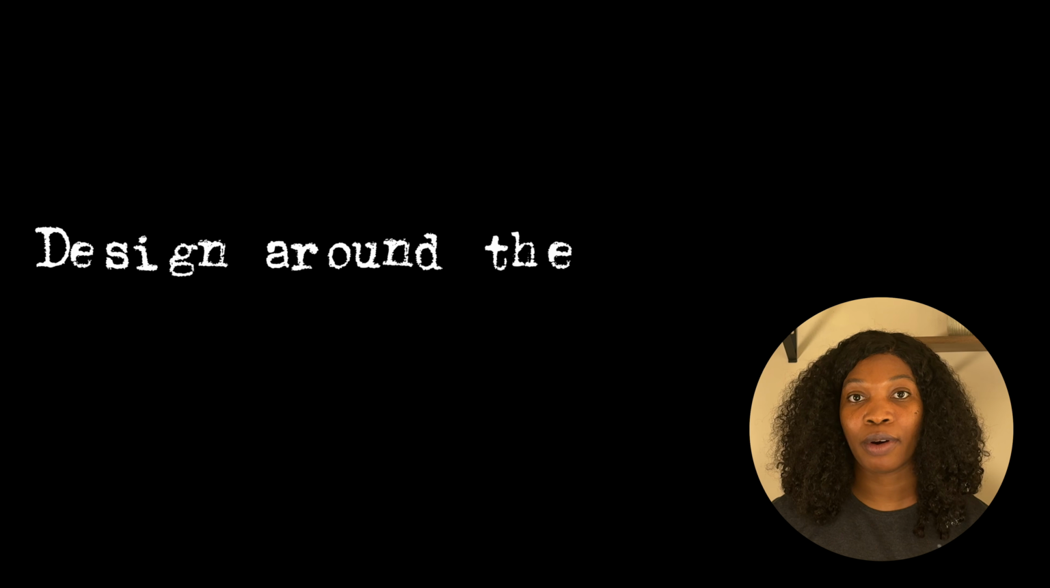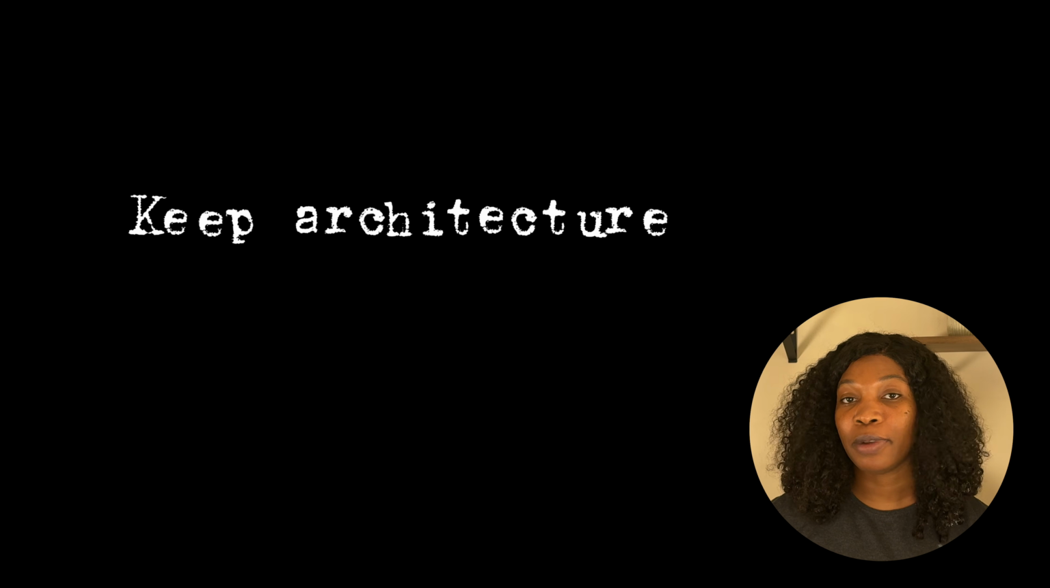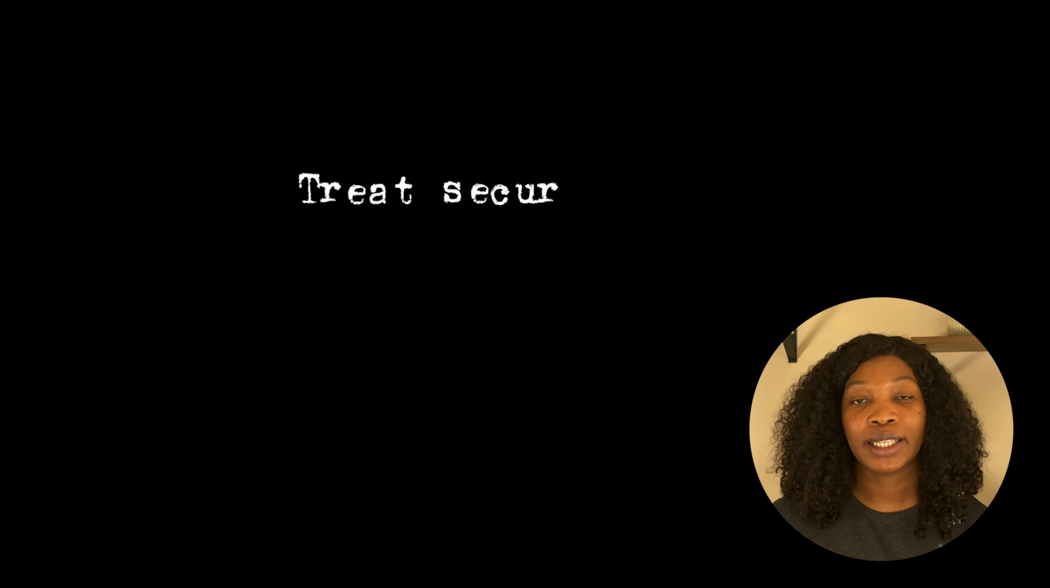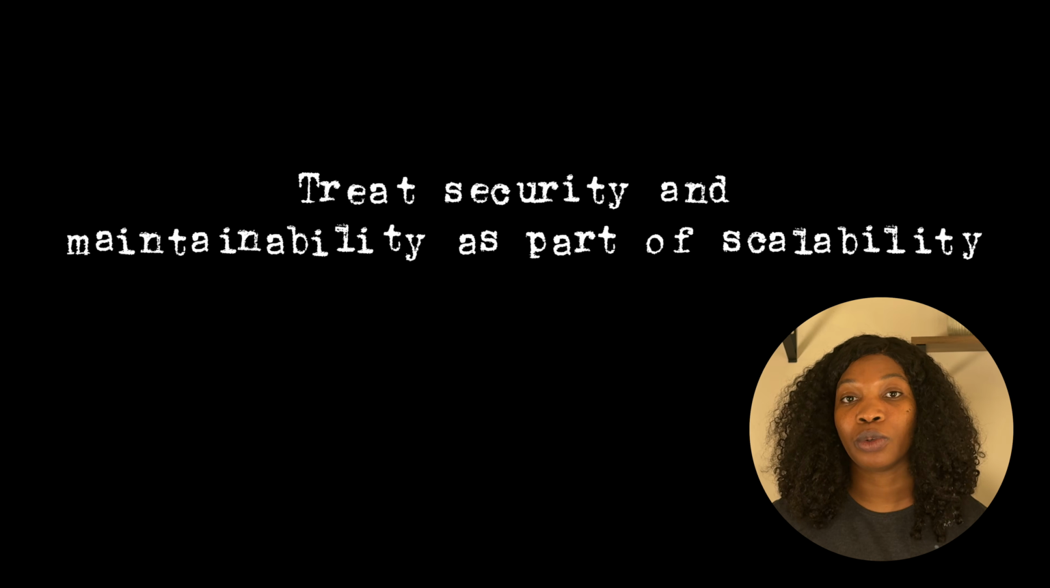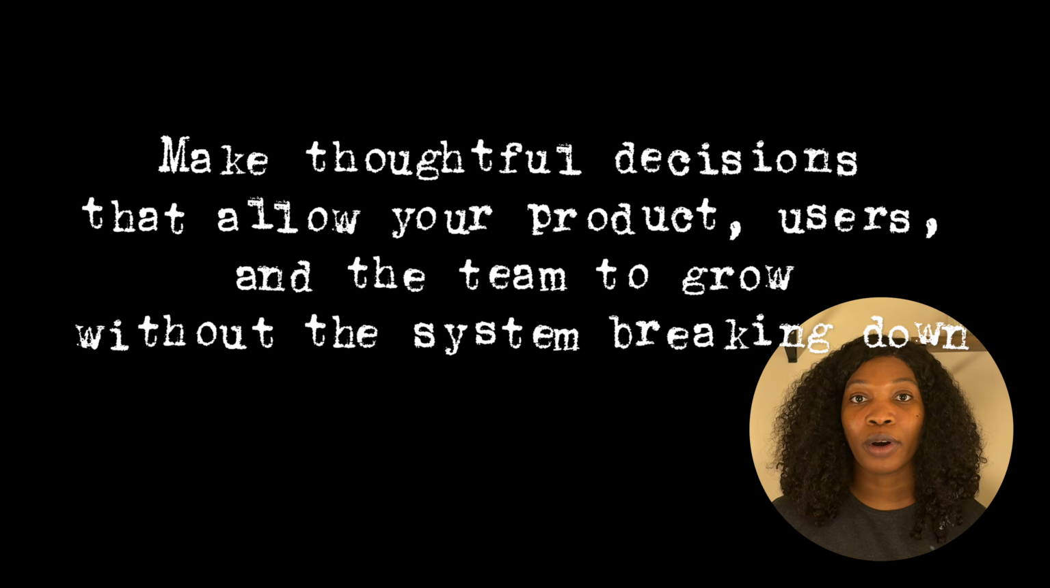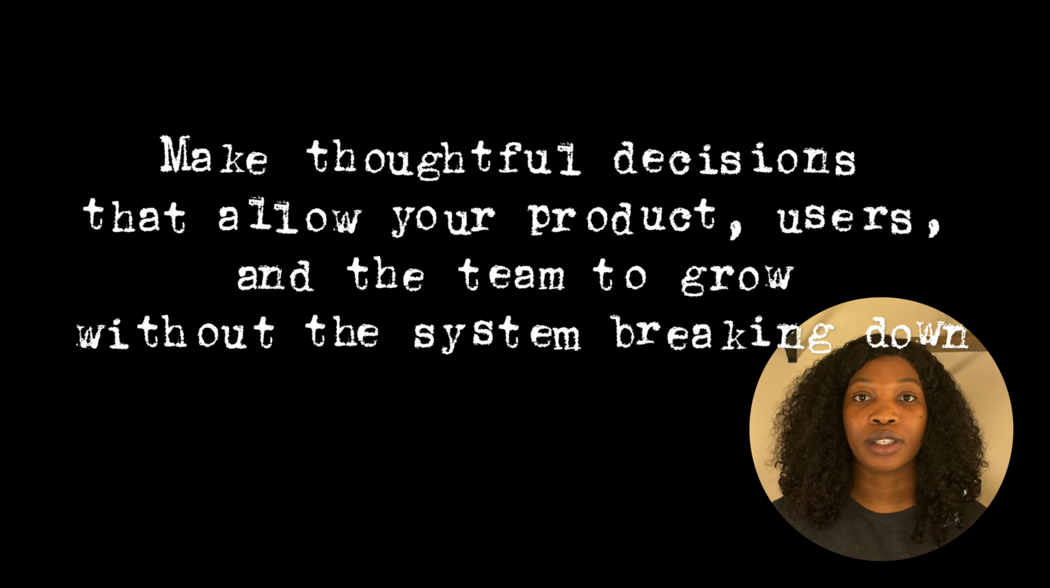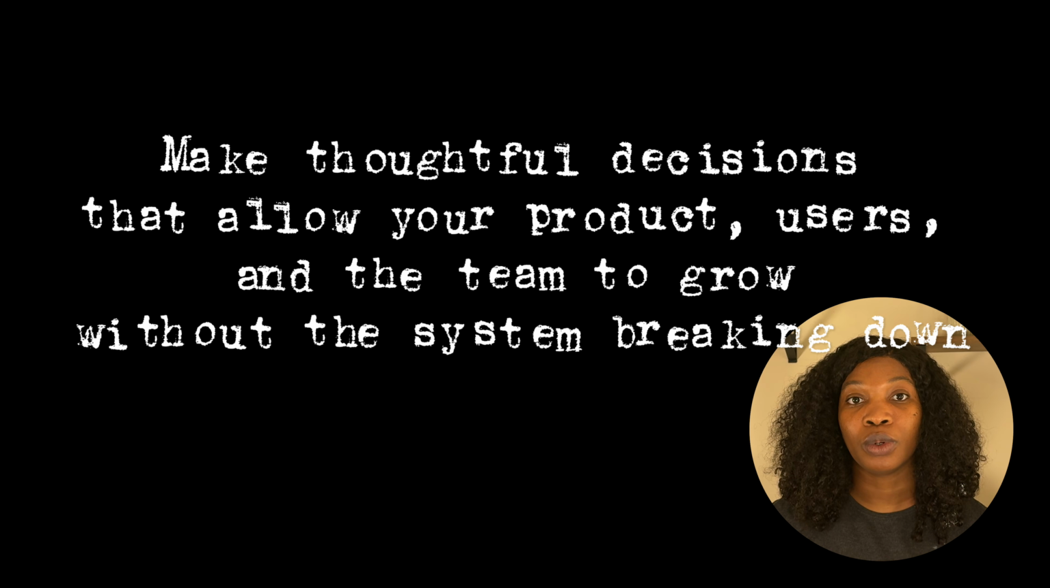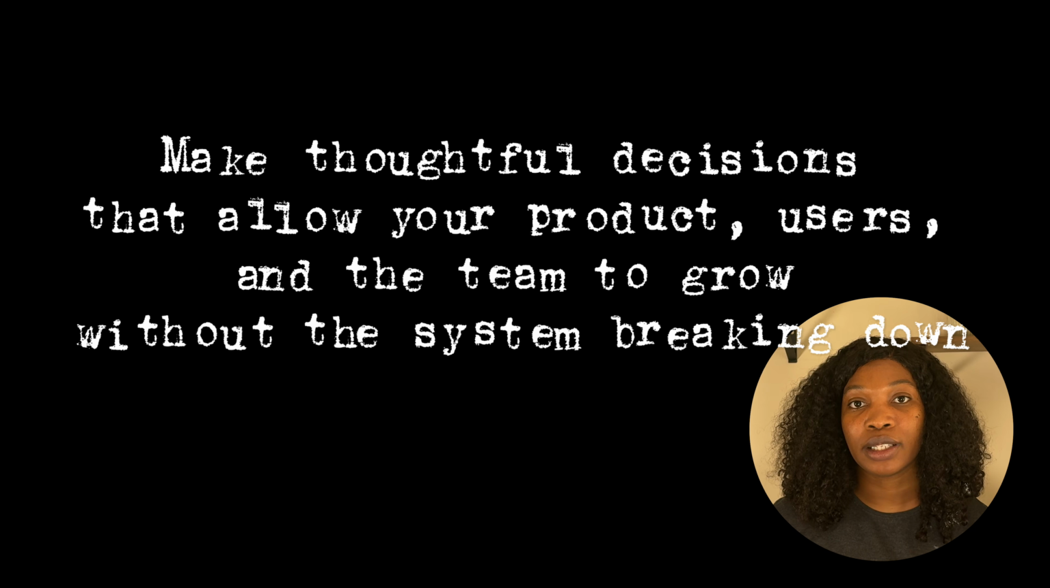So to summarize everything I've said, you need to think very carefully when it comes to building scalable web applications. Think about your product and your users. Design around your core user flows. Keep your architecture simple. Think about your database very carefully. Think about maintainability, observability, and also security. The main point is to make very thoughtful decisions around how you build your system that will allow your product, your users, and your engineering team to grow without the system breaking down.